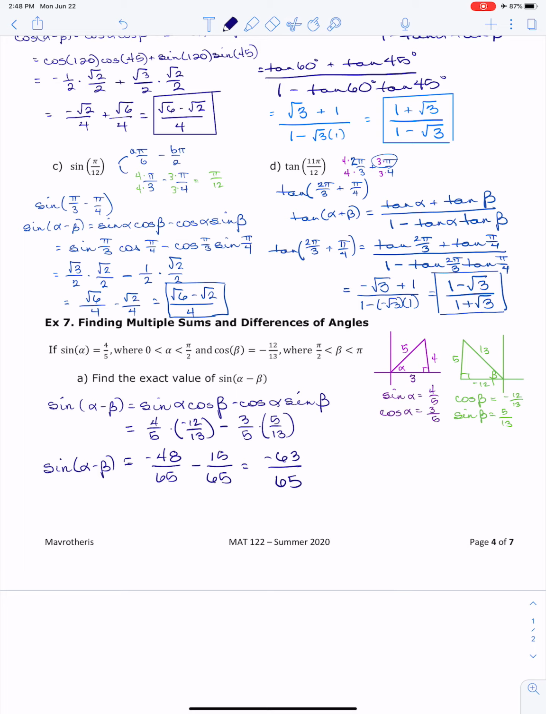Keep in mind, alpha and beta are two angles. If I subtract them, I still get another angle. My value for sine of alpha minus beta should be between negative 1 and 1. So if I get something that is larger than 1 or smaller than negative 1, I know that I've made a mistake. Here we should be okay. You got negative 63 over 65, just a little off of that negative 1, but not below it.